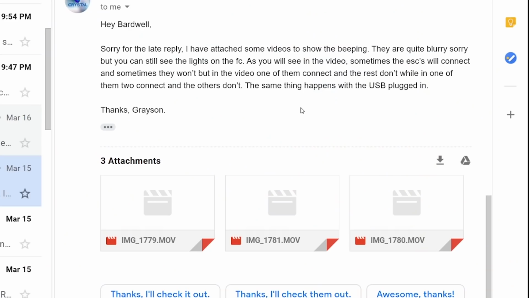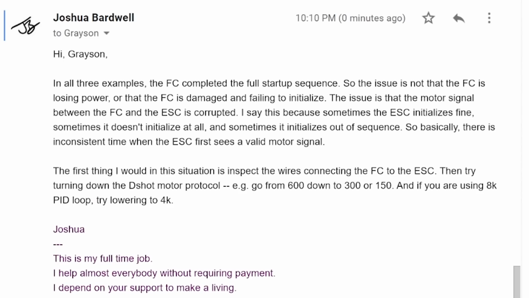So now we got some ESCs out of sync. All right, so here's what we know. Normally when you don't hear those last two tones, it means that the flight controller has not powered up. But in this case, we know the flight controller powered up because it did the full startup tone. So we're having an issue with the motor signal between the flight controller and the ESC. So here's the answer for Grayson.